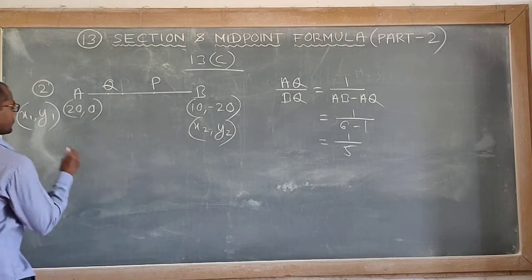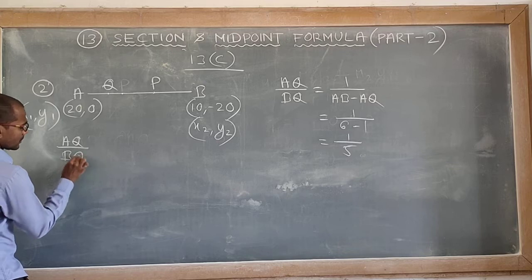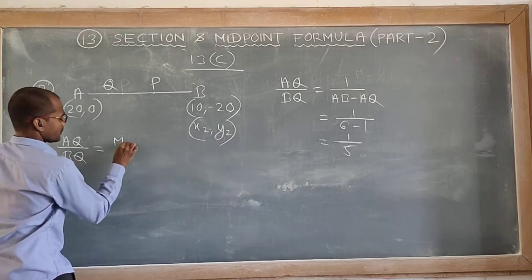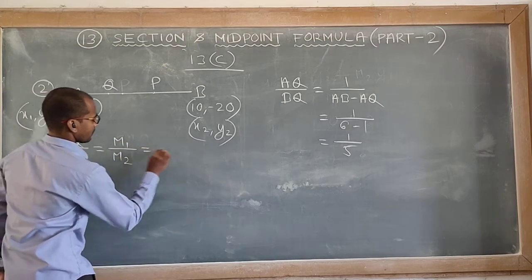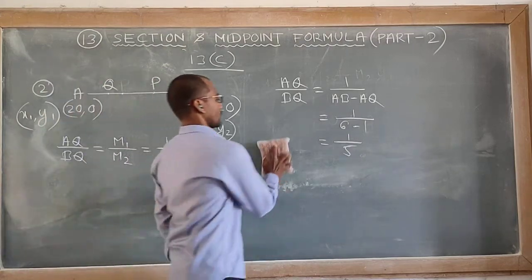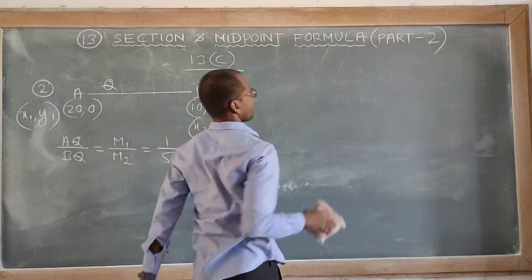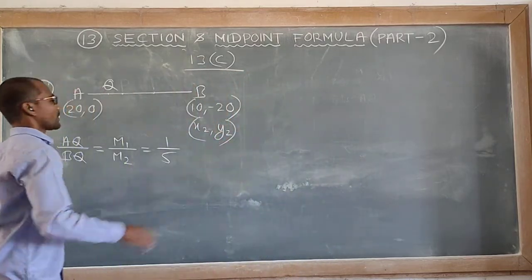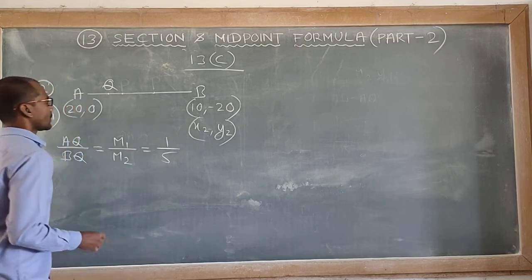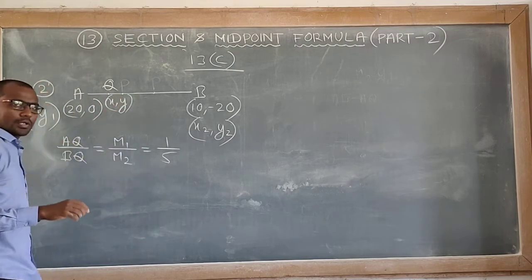So now AQ by BQ is equal to M1 by M2, which is equal to 1 by 5. Okay, I am using P. We don't need P now. We have already found the coordinates of point P. Our target is Q.